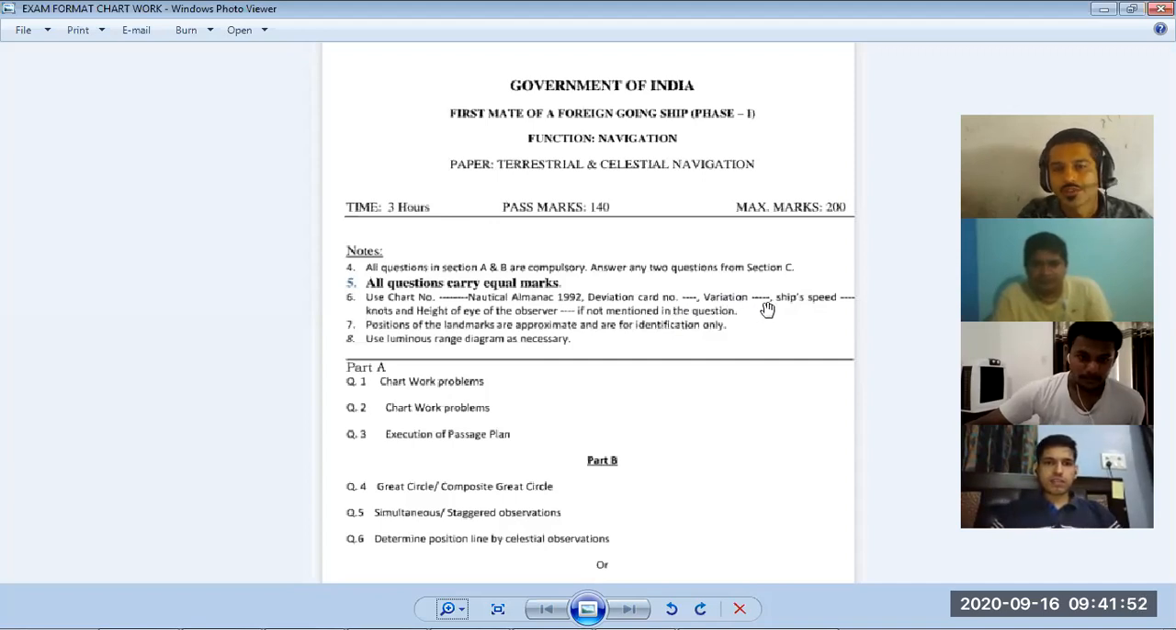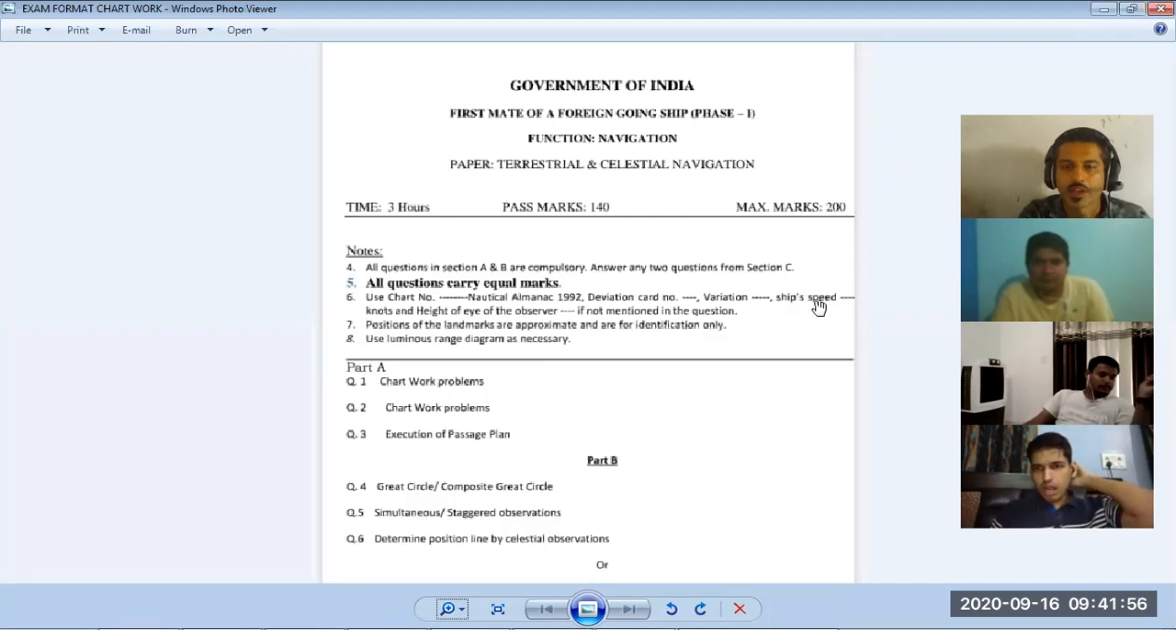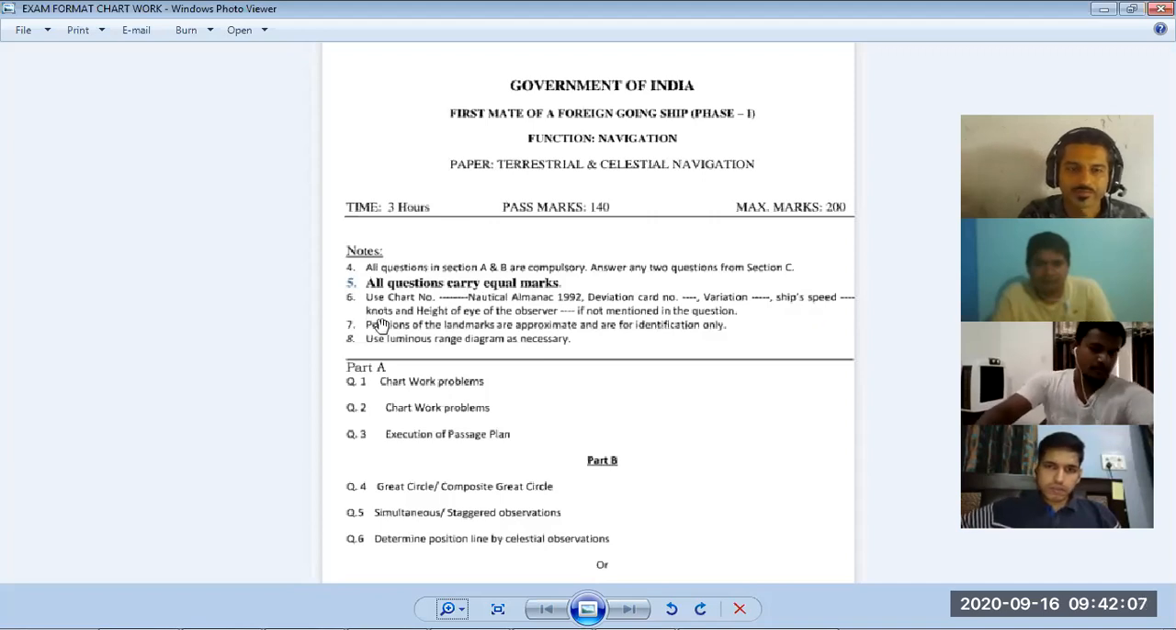Variation, how much you have to take, and the ship speed. Remember this ship speed, I'm telling from now only, this is the engine speed. It's not your speed made good. So never confuse this. Ship speed means your engine speed, and it can be used only on course to steer. Ship speed in knots.